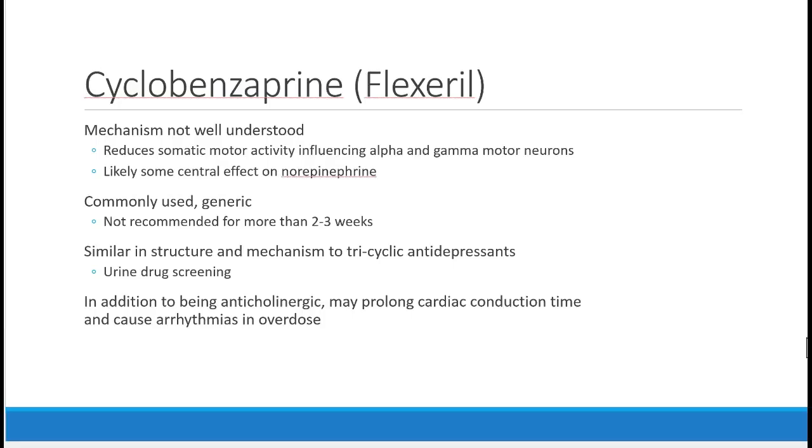Cyclobenzaprine is Flexeril. Flexeril's mechanism is not understood very well, but it has some effect on alpha and gamma motor neurons centrally, and some central effect on norepinephrine as well. How that creates analgesia is debatable. We don't really know how it works. In fact, a lot of the physicians I work with don't necessarily think Flexeril does all that much. I think it's kind of like a placebo.